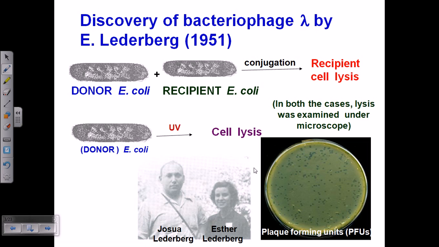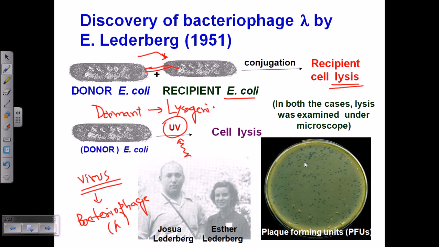After the cell lysis, usually in these experiments they take a plate and put the bacteria on there, and then put this phage culture. You can see where the phage is lysing the bacterial cells, the cells are dead, and they form these kinds of transparent regions which are called plaques. So this is called plaques or plaque forming units, or PFUs.